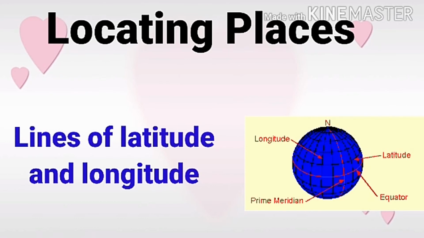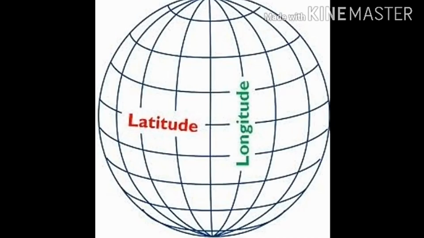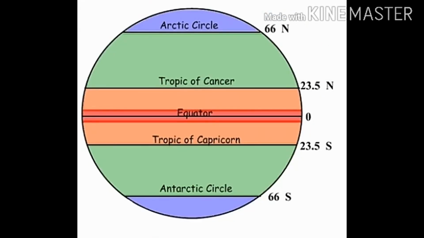Now, locating places on the lines of latitude and longitude. First of all, we see the image: the longitude, the latitude, the equator, and then you have the prime meridian. Okay, so what are the lines of latitude? On a map, lines of latitude are drawn around the Earth to measure the position of a place north or south of the equator.